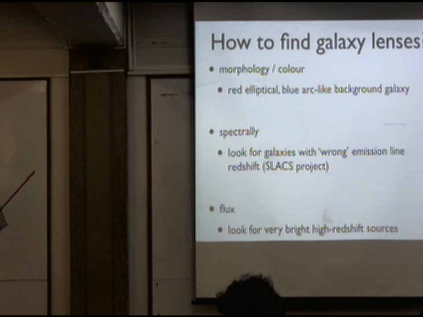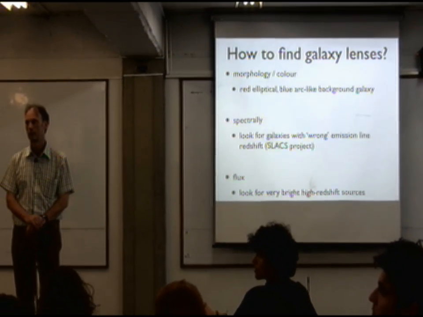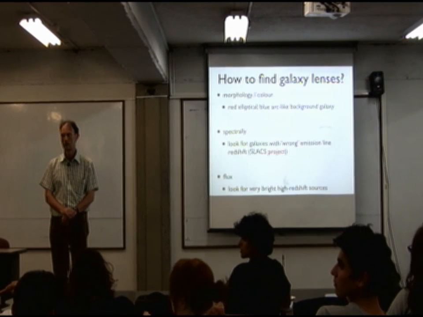I'm sorry for interrupting you, but is it a selection effect that most of the source galaxies seem bluer than the lens, or is there, I don't know, an astrophysical effect producing these different colors?